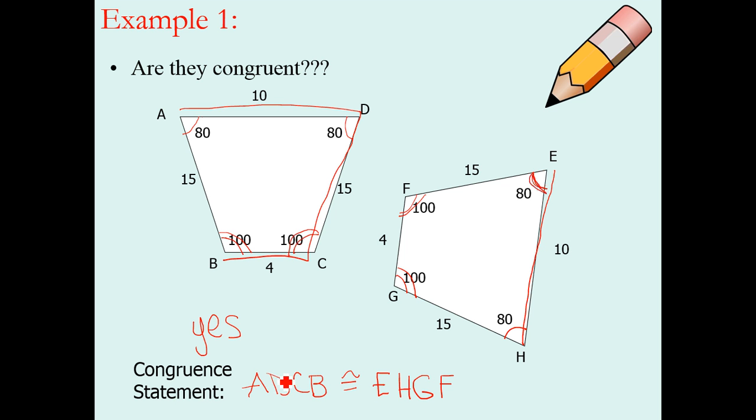Now, did I have to start at angle A to list my first one? Nope. I could have started at D or C or B, but I just need to be careful to be sure that each has a matching partner on the other figure and that it does make sense that they are in fact the same number of degrees. Okay, so that's example one. Make sure that you wrote down that this is a congruency statement when you list all those letters like that and say that the two figures are congruent.